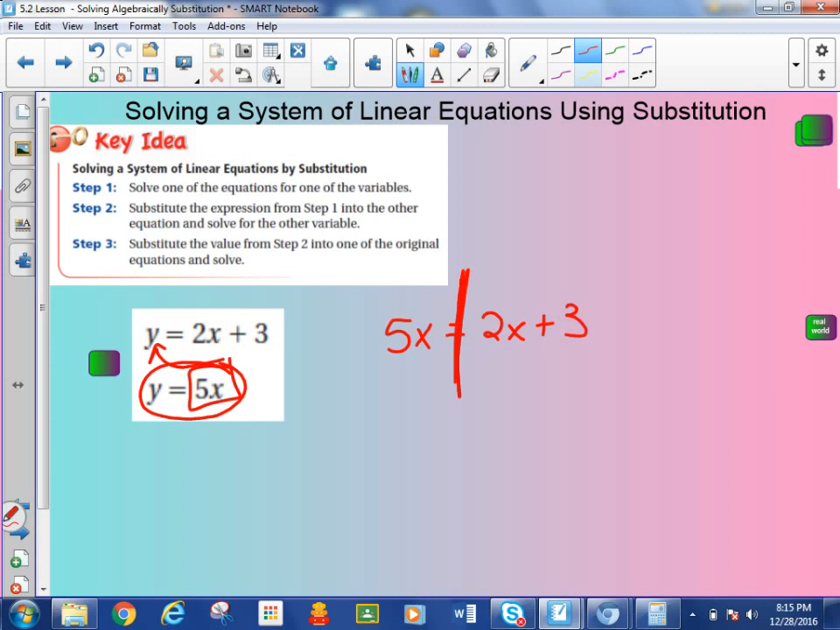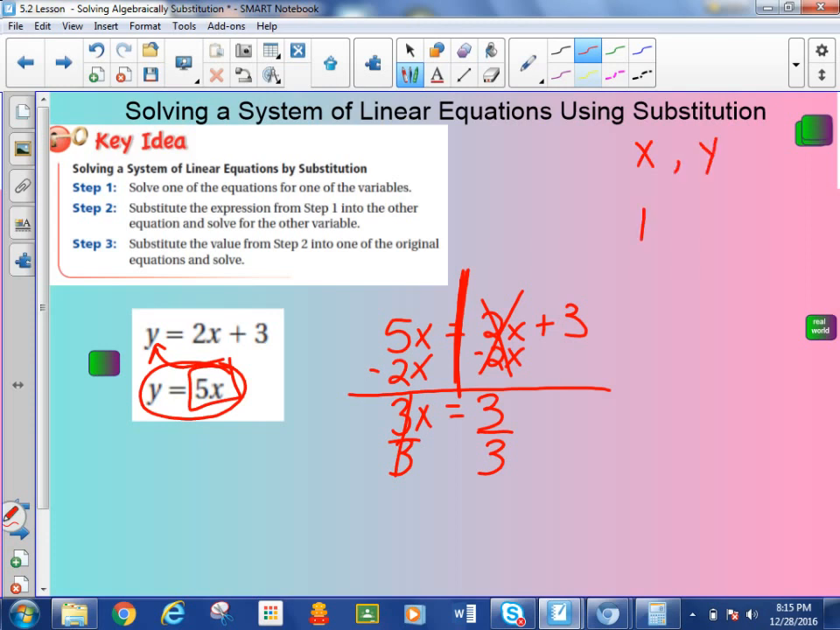So it really wouldn't matter which one I moved, but I want to get x's on one side and non-x's on the other. So I'm going to move this 2x by doing the opposite. Right now it's a positive 2x, so I'm going to do a minus 2x or a negative 2x. 5 minus 2 is 3x equals 3. Now we'll divide by 3 to do the opposite. 3 divided by 3 is 1. So I just found out in my XY combination that X is 1.